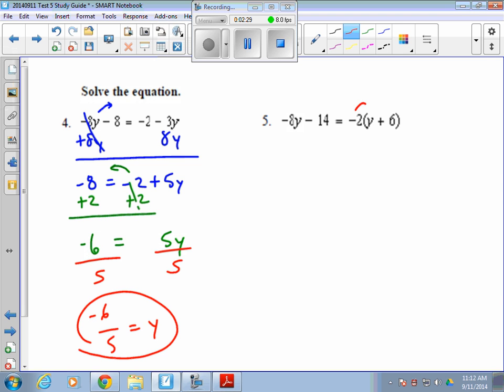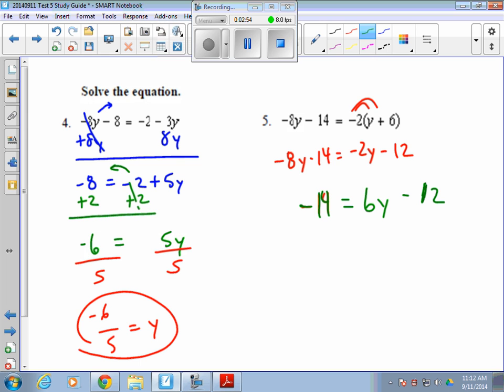Distribute negative 2 times y and negative 2 times 6. Minus 14 equals all that. Bring the smaller y over to the larger one. Minus 8y, you undo that by adding 8y to both sides. It cancels out and leaves you with negative 14 on the left. When you add 8y to the right, negative 2 plus 8y is positive 6y. You still have negative 12 over there.